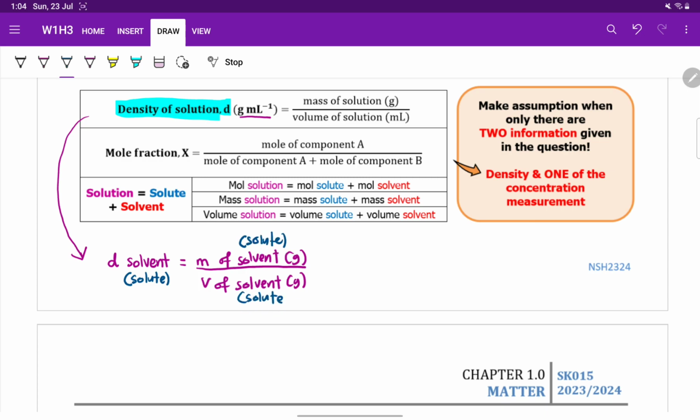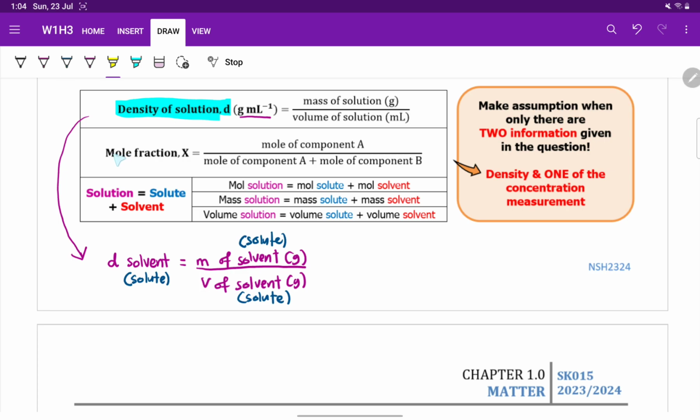So, you cannot mix up solution, solute and solvent untuk density. Kalau untuk solute, solute sahaja semua. Dan untuk solution, solution sahaja semua. Okay, so that's for density.